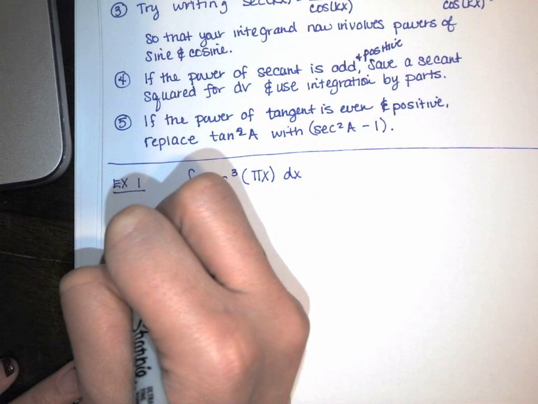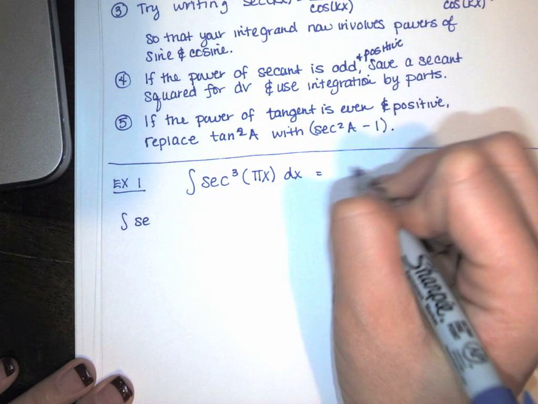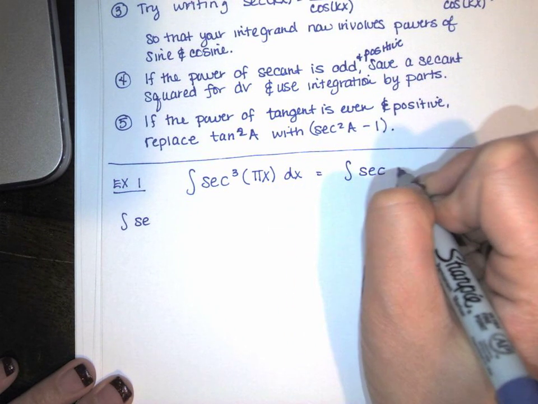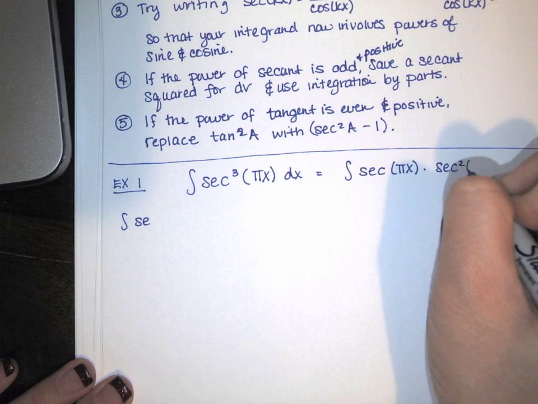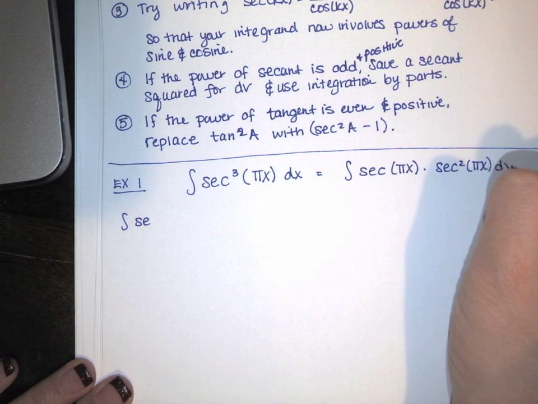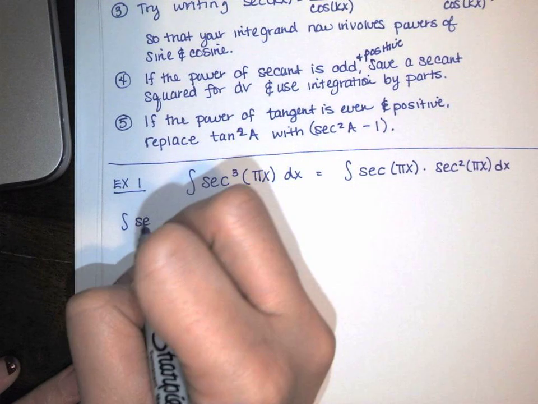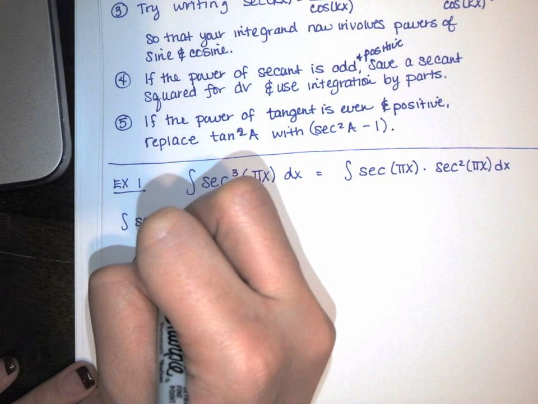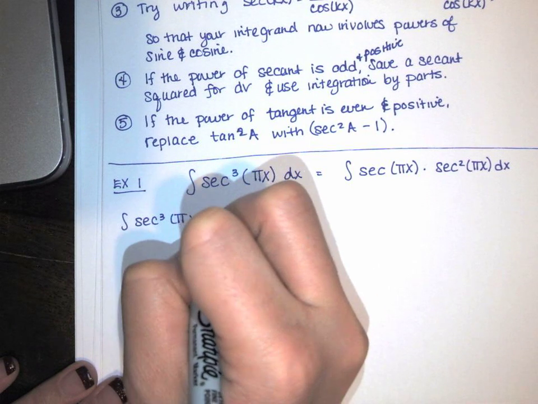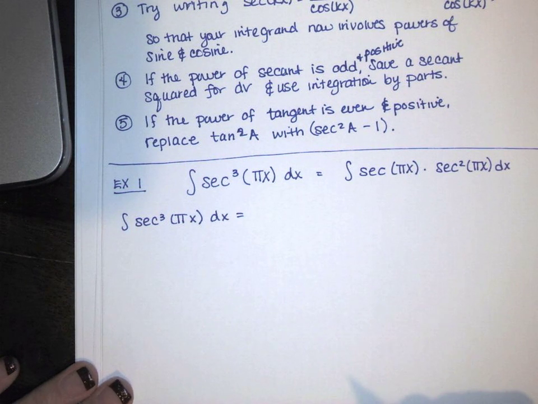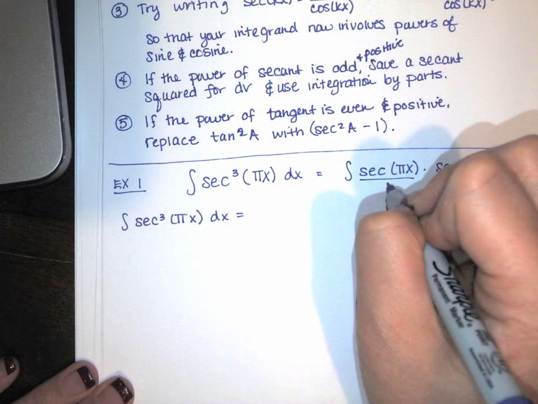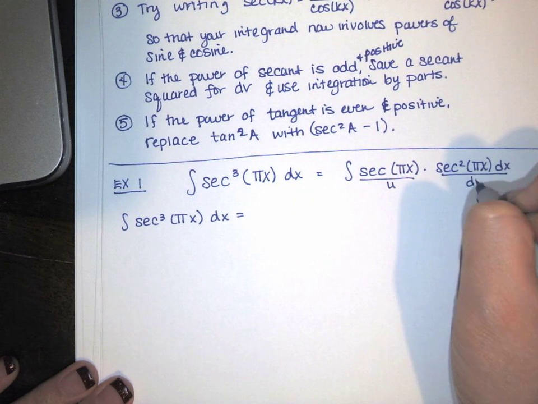So I've got secant cubed is the same as secant times secant squared. So we're going to do that. And then we're going to do integration by parts. So this is our u, and we're going to let dv be secant squared.